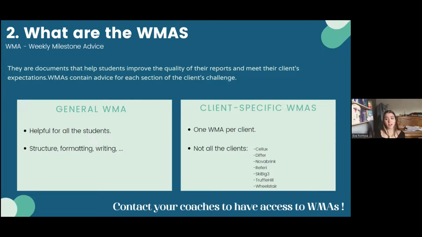But then you have the client-specific WMAs, and there are several of them because we have one WMA per client that contains specific advice for each client. Well, when I said that we have one WMA for all the clients, it's a bit of a lie because the AA team is not that big and it takes quite a long time to write a complete WMA. So for this semester, we have WMAs for all the clients that are listed below. If you are working on one of those companies, please contact your coach to ask for the WMA, and they will send it to you. So we can move to the next slide.